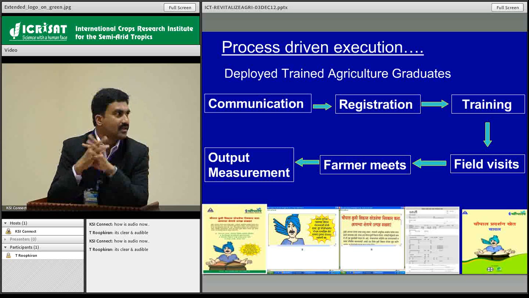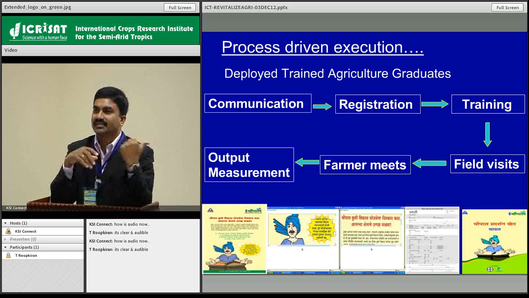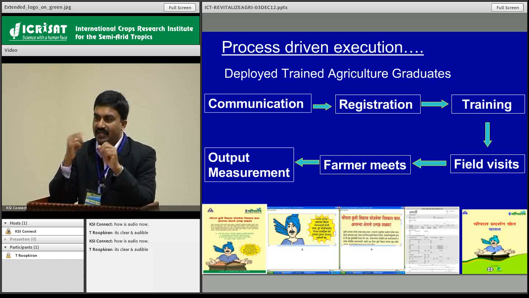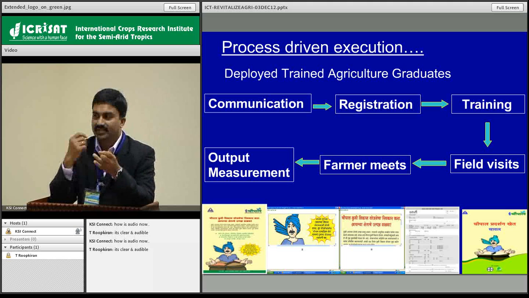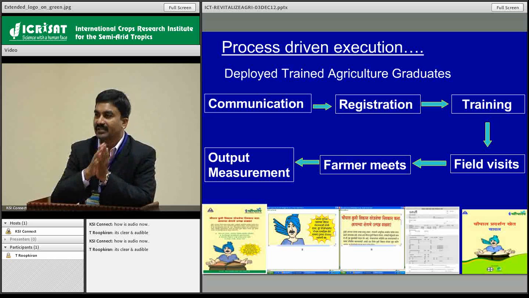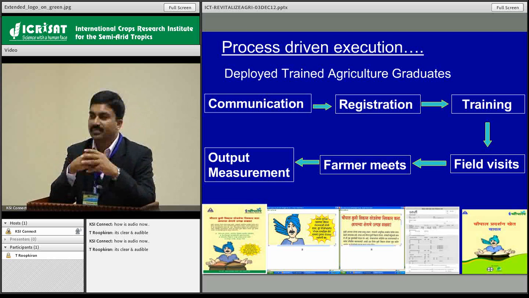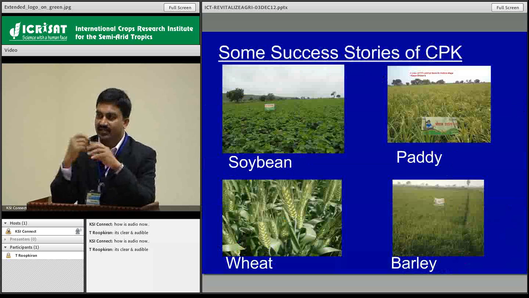So the other point which we feel is very, very critical for the success of our program is a very, very process-driven program starting from prior to registration, communication, registration, training, field visits, farmer meets, and output measurement. Each of it being planned very much in advance, co-opting the partners and documenting every stage so that a quality control can be maintained in each step of this.